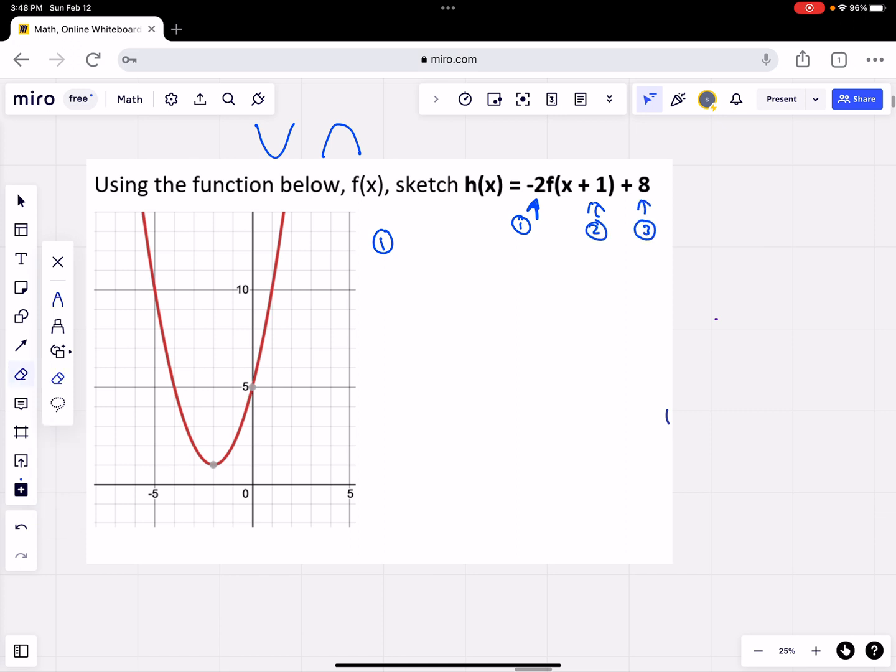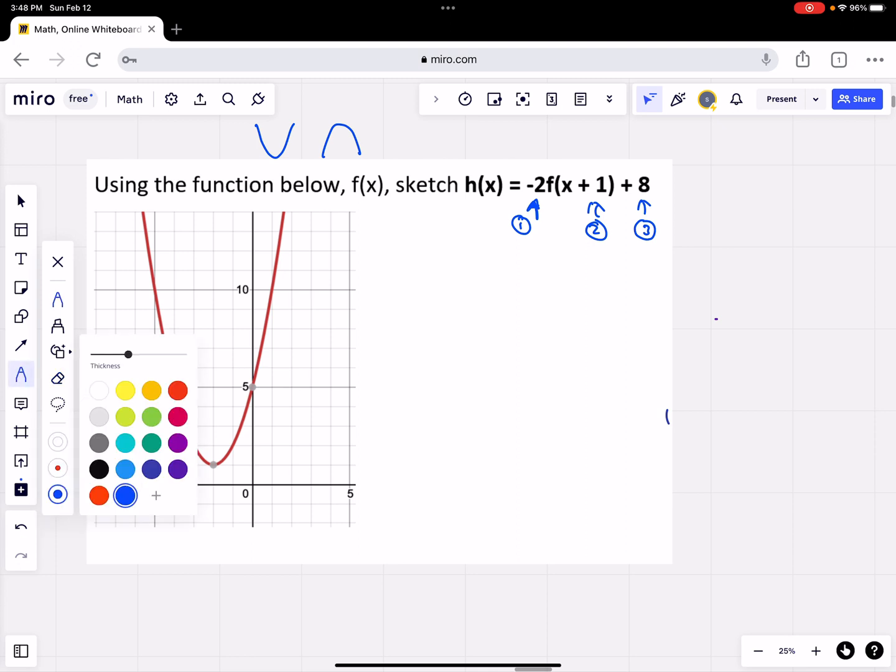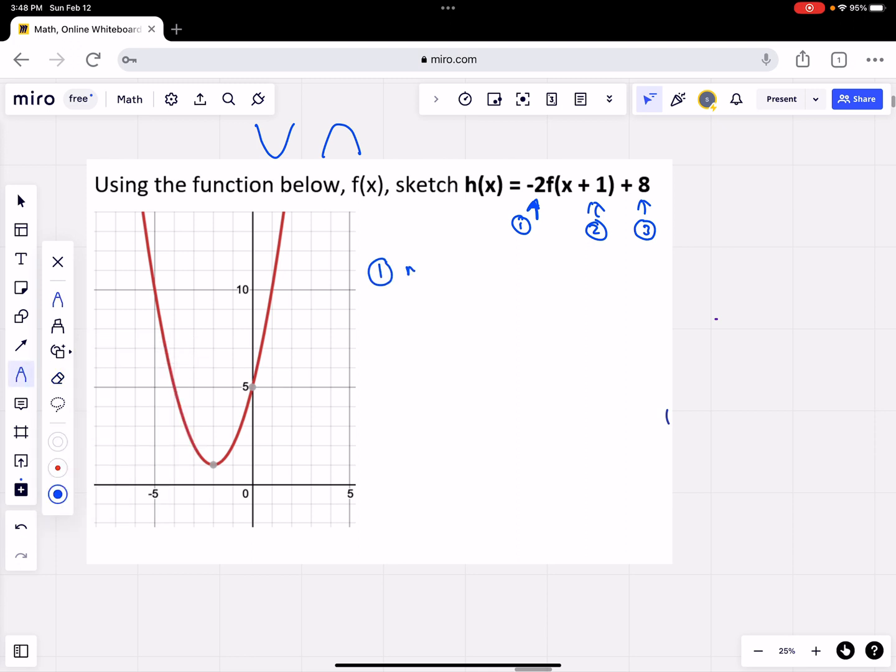So step number 1 is the vertical expansion. In this case, we have a negative value. So step number 1, multiply the y value by -2. Step 2, x values in the brackets, they're opposite, so we are going to not add, but subtract 1. Positive means subtract, it's opposite. Subtract 1 from the previous x value.